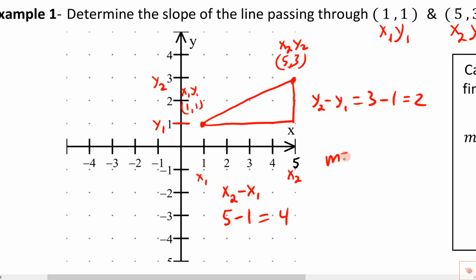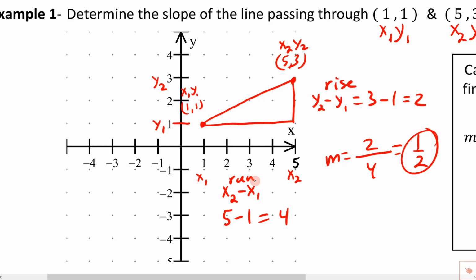So that means the slope on this one is going to be, if this is the rise, if you want to think of it that way, that's going to be 2. And if this is the run, if you want to think of it that way, that's going to be 4. So we end up with 1/2. Okay? So there's our answer, and again, I'm going to label this as rise, so we're straight on that one, and we're going to label this one as run, so we're straight on that one.